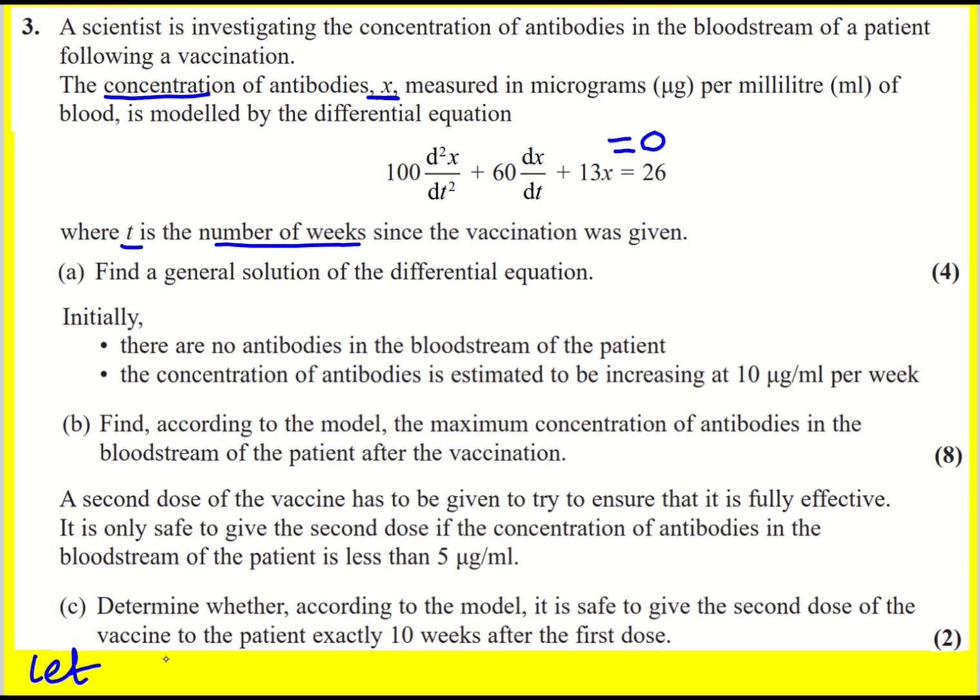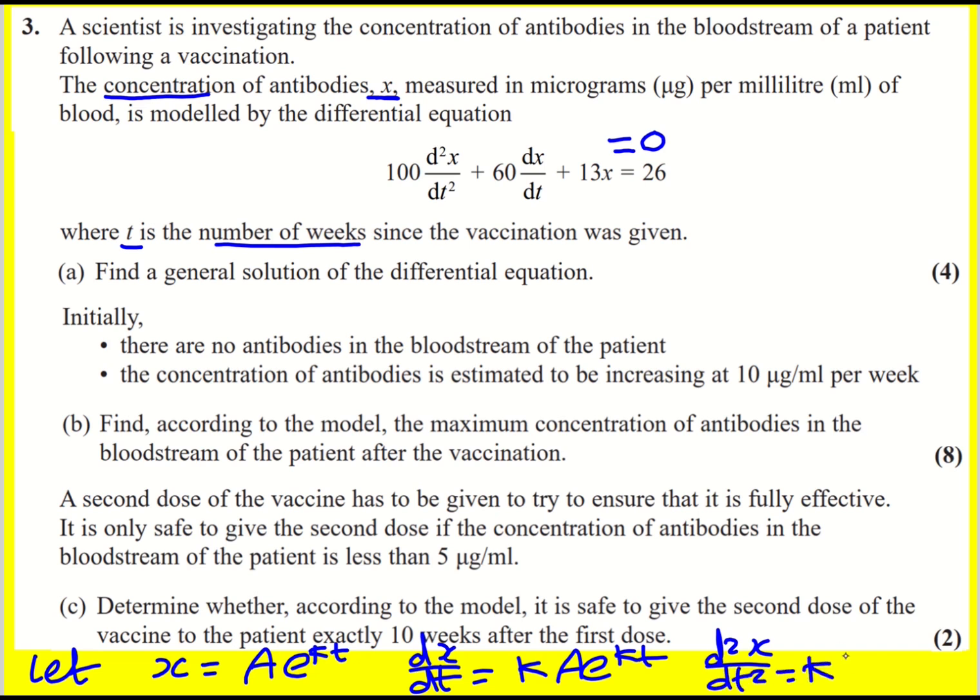You don't have to write all this down in the real thing, but let x equal a e to the kt. That means that dx by dt, when you differentiate this, you just bring a k down, so you get k a e to the kt. And then the second derivative ends up being k squared a e to the kt. If you sub that into the left-hand side and then divide through by x, you'll be left with what we call the auxiliary equation, 100k squared plus 60k plus 13 equals 0. We solve for this, and this will give us our k.